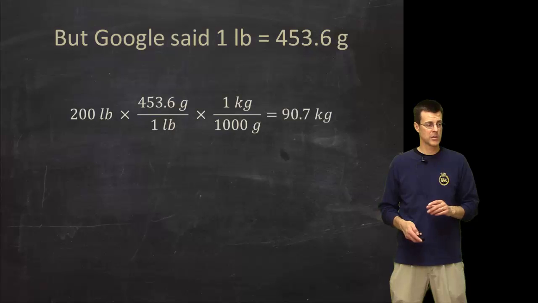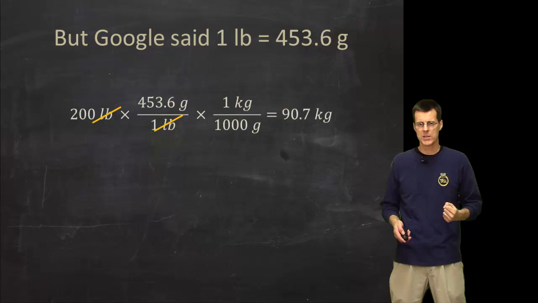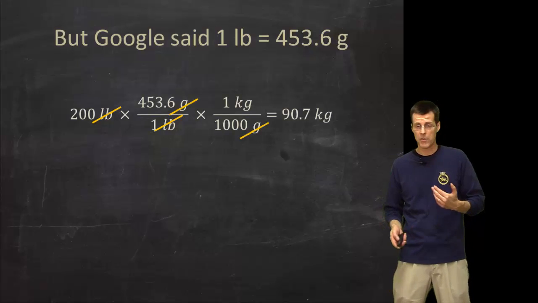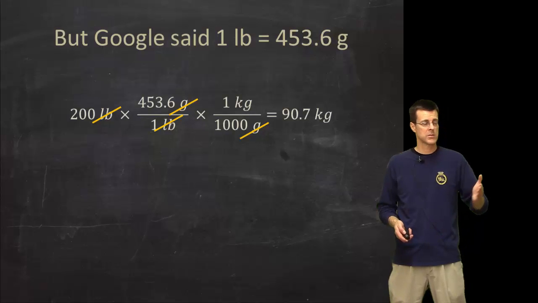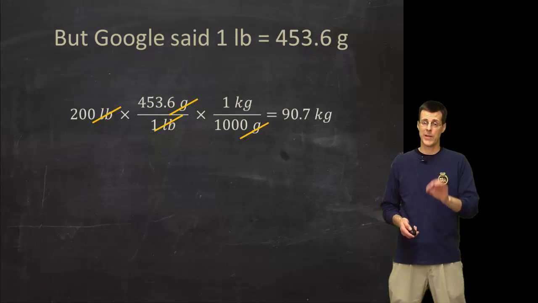Now again, if I'm careful and I look at my units, pounds cancel with pounds, grams cancel with grams. All that I'm left with is kilograms. So my units all cancel out, leaving me with 1 unit, and that's the one I want.